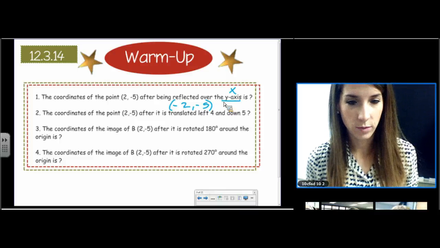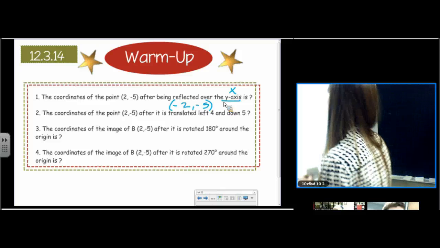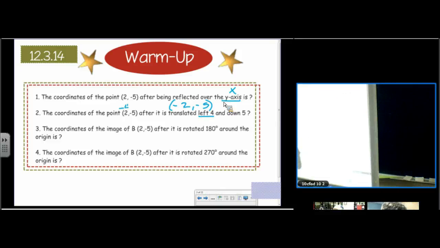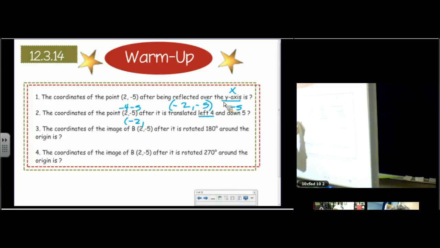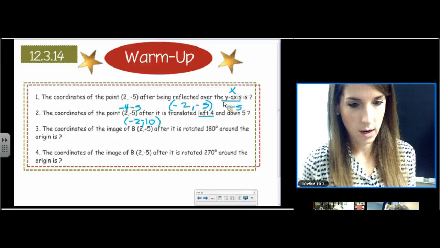Araceli, number 2. Very nice. So since we're translating this, we're going left 4. So we're going to take the x value, and we're going to subtract 4. And down 5, we're going to take the y value, and we're going to subtract 5. So your answer was perfect. -2, -10. Very nice.